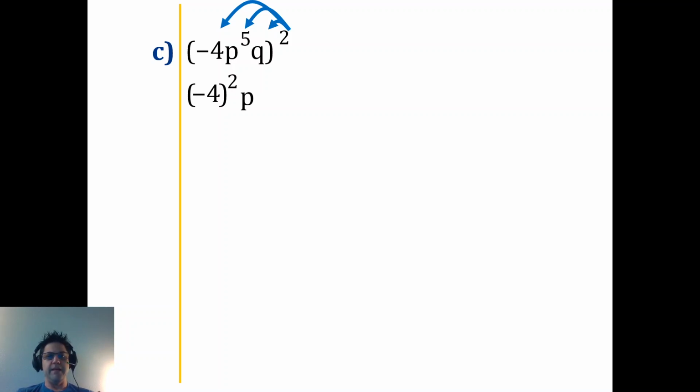The P gets the exponent, so 5 times 2. The Q gets the exponent, so it's 1 times 2, or just a 2. All right, looking at your negative 4 inside your parentheses, we know that negative 4 multiplied by negative 4 is positive 16. And then it's P to the 10th power, q squared. If you wanted to, the expansion again would be to write your parentheses two times, because the outside exponent is a 2.